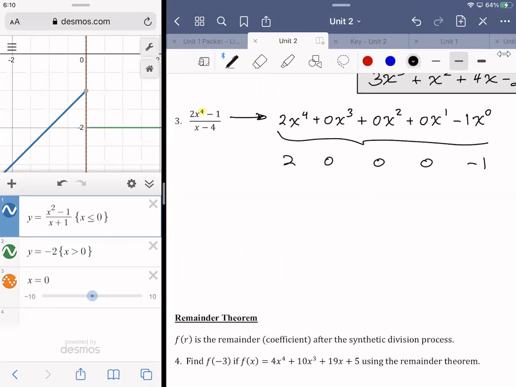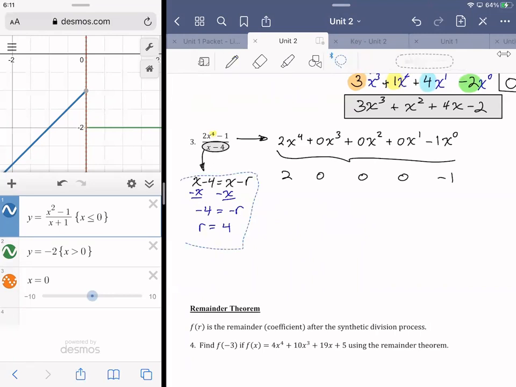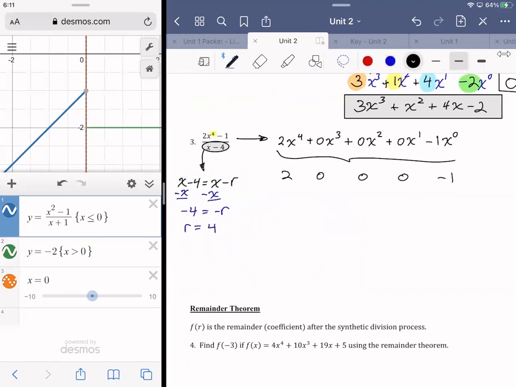Okay. Then separately, we take our denominator and set it equal to x minus r. Subtract the x from both sides, cancels out. You're left with -4 is equal to -r, which means 4 is equal to r. That's the number that goes on the outside. All right, it's the outside of your synthetic division bracket.